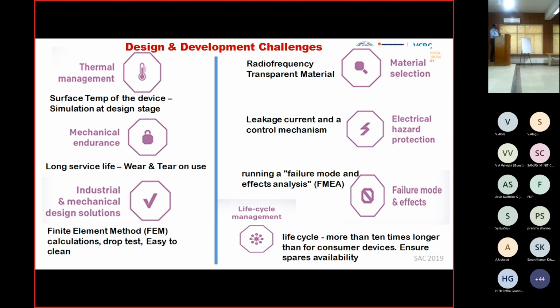Okay, what are the challenges? If you want to develop a device, what are the challenges? The challenges are mainly the prevention of certain side effects to the individual or the person who is using this, whether a temperature-based side effect or an electrical-based side effect.